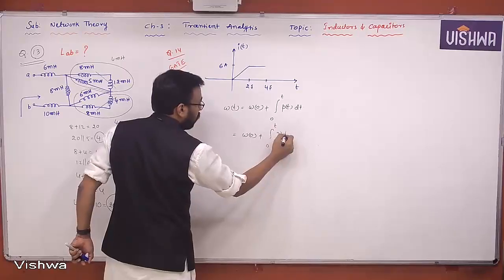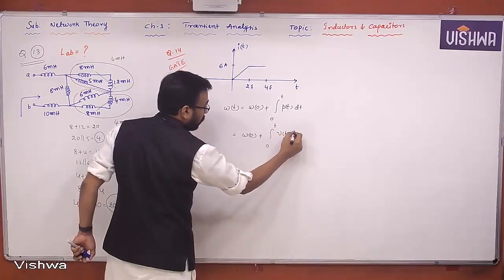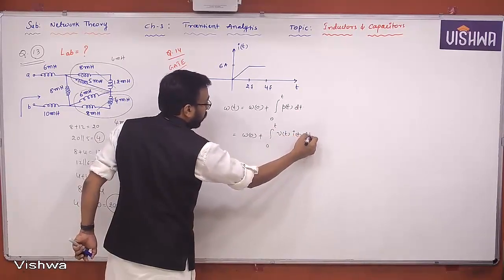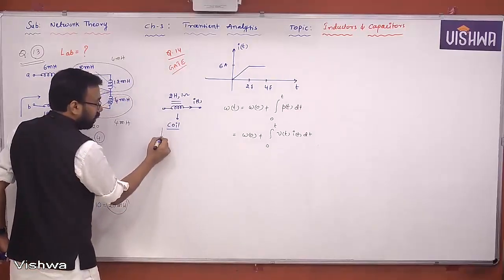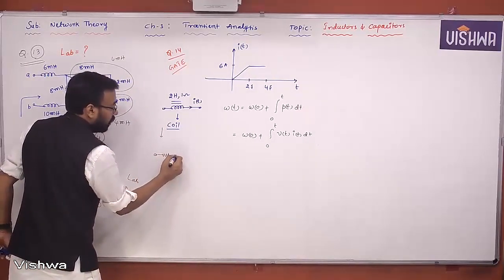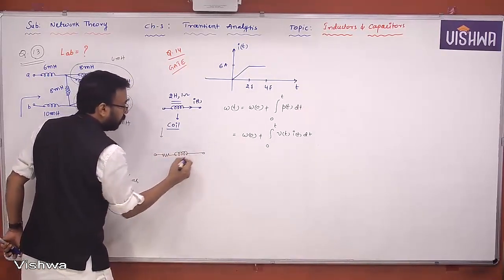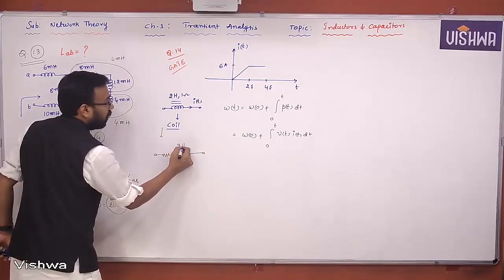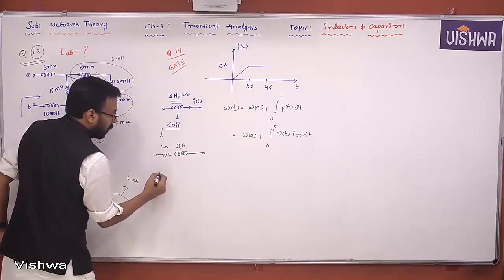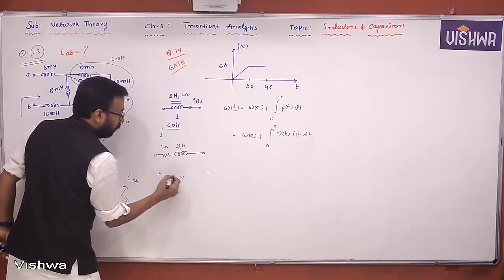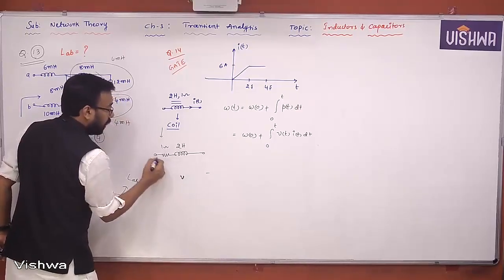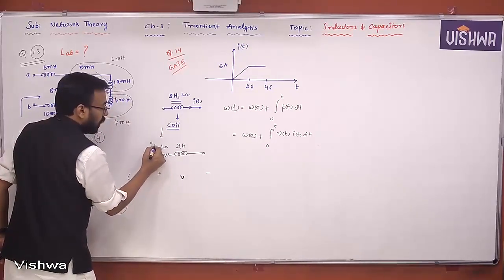Yes or no? Voltage and current product, dt. Now let me draw this equivalent resistor and inductor. This is 2 Henry and this is 1 ohm. This is the total voltage if we assume, and this is the total current I of t.